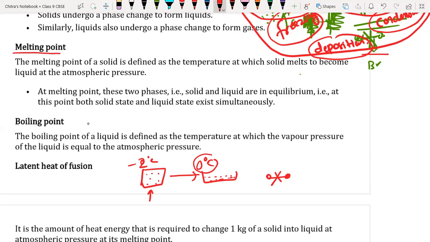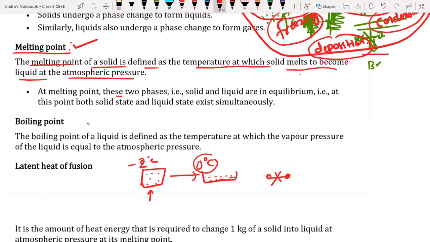So what is melting point? We are going to understand from the notes now. The melting point of a solid is defined as the temperature at which a solid converts into liquid form at atmospheric pressure. So it is the temperature at which any solid substance converts into liquid form at a particular temperature at atmospheric pressure. That temperature is called the melting point.